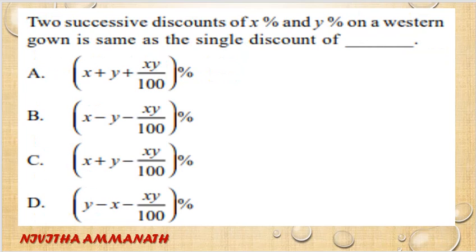Two successive discounts of x percentage and y percentage on a western gown is the same as the single discount of (x + y − xy/100)%. That is, C is the correct option. Next question.